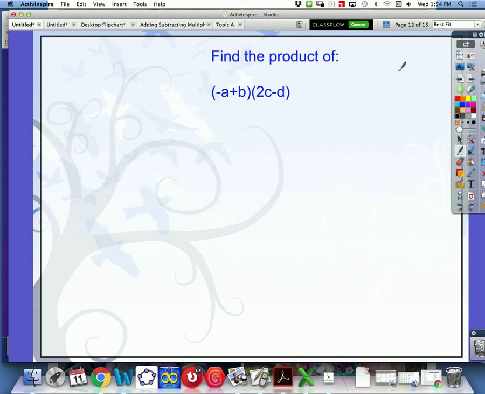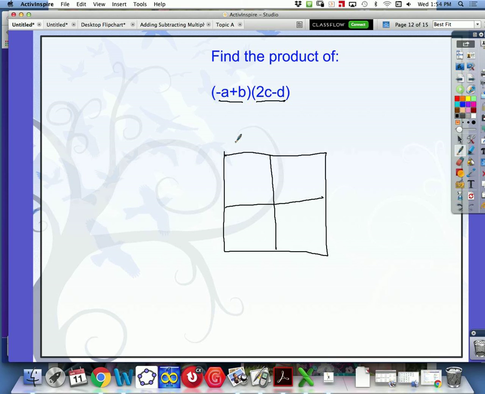So let's try another one. Now we only have variables, but that's okay. What we're going to do is set up our box. I can see this is a binomial, so 2 columns, and a binomial, so 2 rows. And we're going to do negative a plus b and 2c minus d.